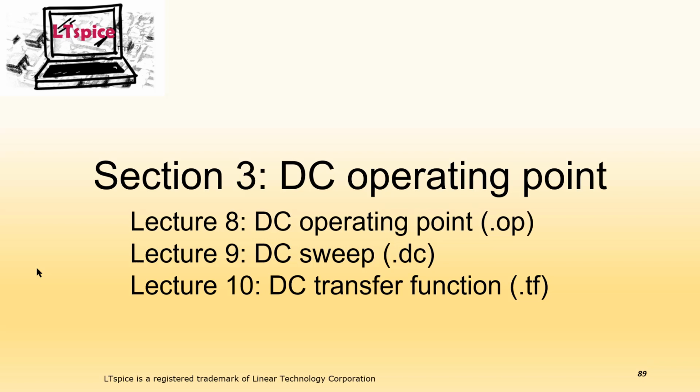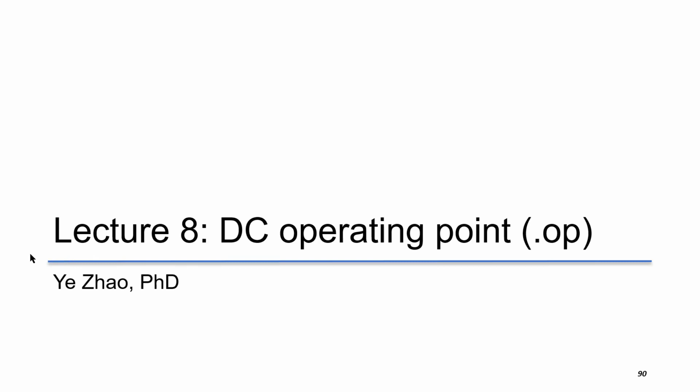Now let's start section 3. It's about DC operating point. So it includes 3 lectures, 8, 9, and 10. It's about DC operating point, DC sweep, and the DC transfer function. First, let's talk about the DC operating points in lecture 8.